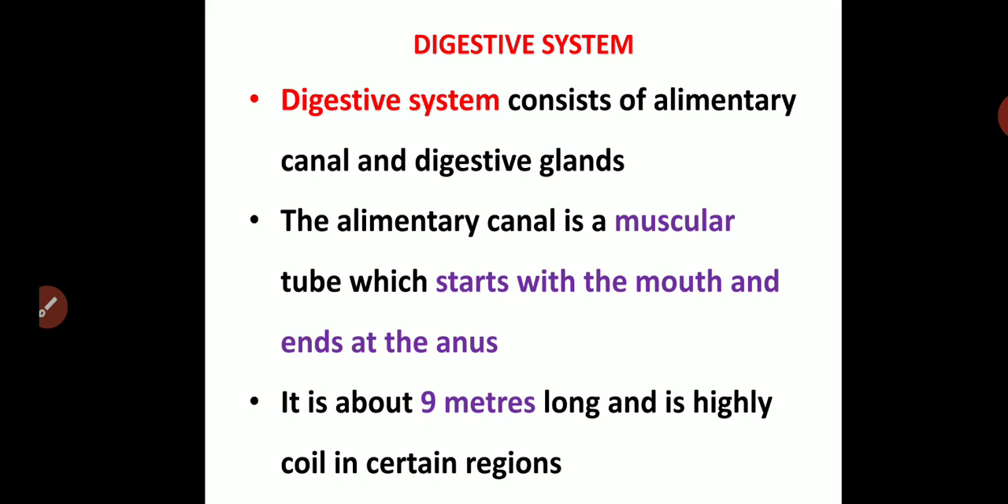Now we come to the digestive system. The digestive system, that is, all the organs in the body of man that help in nutrition, collectively constitute the digestive system. Whatever parts are there which are helping out in nutrition, they are together called the digestive system. So in man, it can be divided into two parts: the alimentary canal or the digestive tract, also called the gut, and the second is the digestive glands.